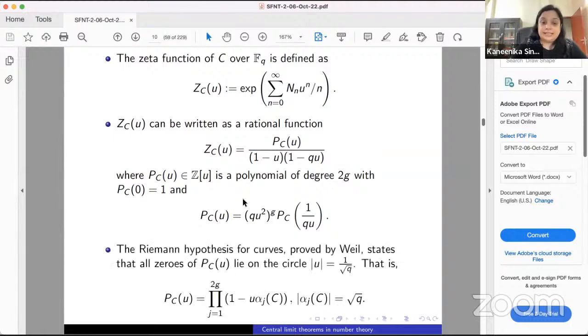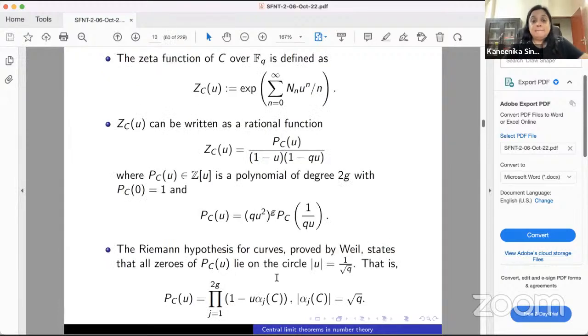So because of this, one guesses that the zeros of the zeta function all lie on the circle absolute value of u equal to 1 over root q. Fortunately, the Riemann hypothesis for these zeta functions has been proved by Andre Weil. And because of this, what you can do is write your numerator, P sub C of u, in terms of linear factors, all of the form 1 minus u times alpha sub j of C, where the absolute value of alpha sub j of C is equal to root q. So now the question is, suppose I consider a family of curves. How is this set alpha sub j of C, as j goes from 1 to 2g, distributed?